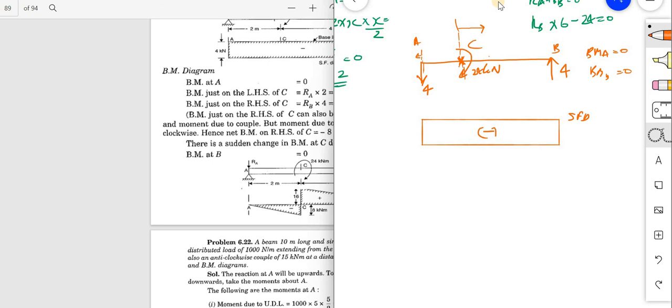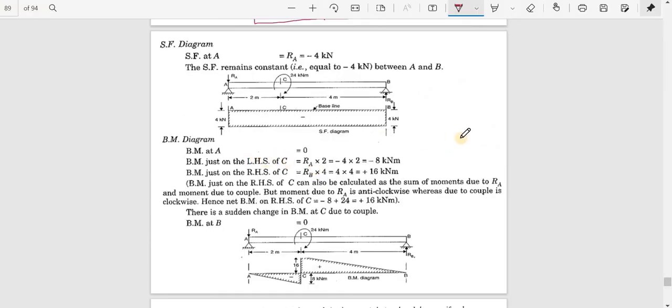You have to clearly understand, bending moment at C is equal to the forces from C to the right side. What are the forces? Only one force. So here at C, I have to find out the bending moment to the right and left side. So I am first finding the right side. Right side it is RB into 4. Left side it is RA into 2. RA is minus 4. So one side I am getting minus 8. Other side I am getting 16.